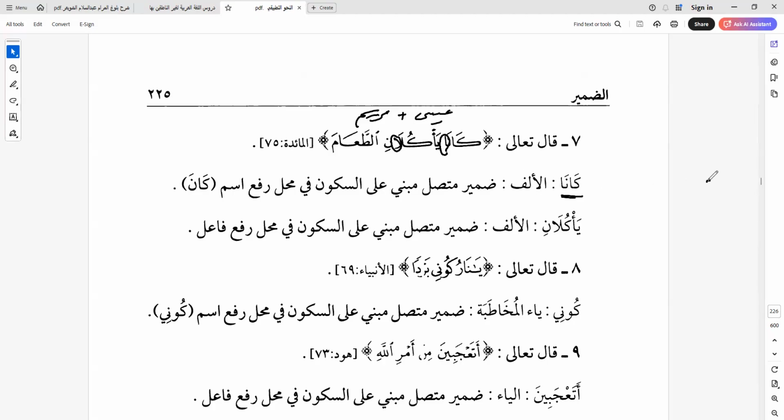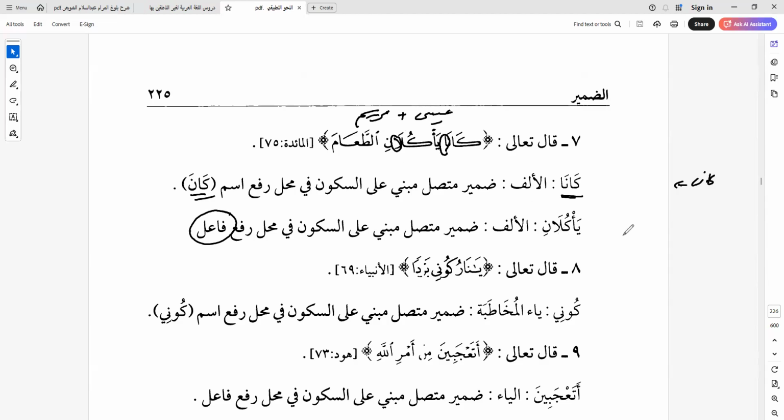كان. Remember كان again. It performs some rules in Arabic. It's always used with مبتدأ and خبر, or with nouns. The noun that follows is the ism kana, and the one after is khabar kana. But let's look at it. Where can we find the ism كان? ألف. This ألف is ألف اثنين. ضمير متصل مبني على السكون في محل رفع اسمه كان. كان يأكلان. يأكلان ألف ضمير متصل مبني على السكون في محل رفع فاعل.